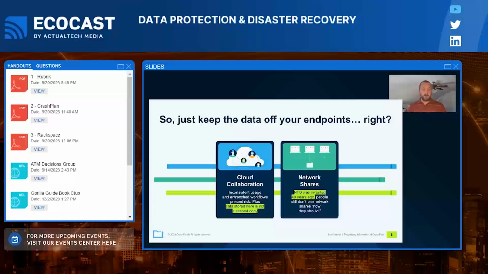So back to that, with the CrashPlan agent, it's seamless. It's transparent to the user. They don't have to make sure it's collaborating. They don't have to make sure that the drive is mapped after monthly patching or after a vacation or after a refresh.